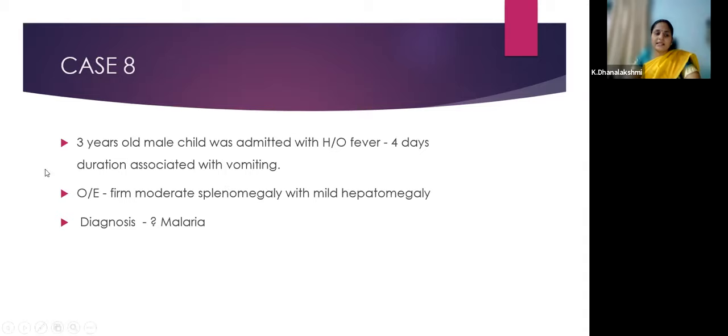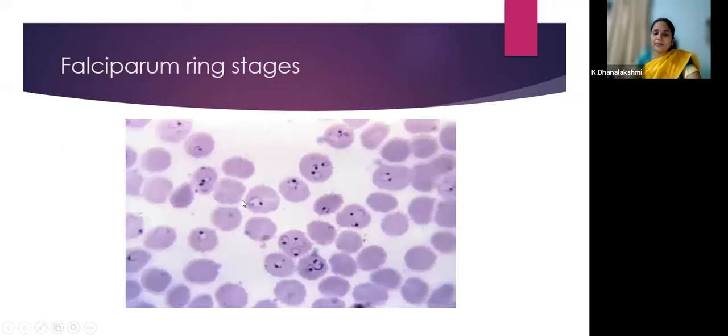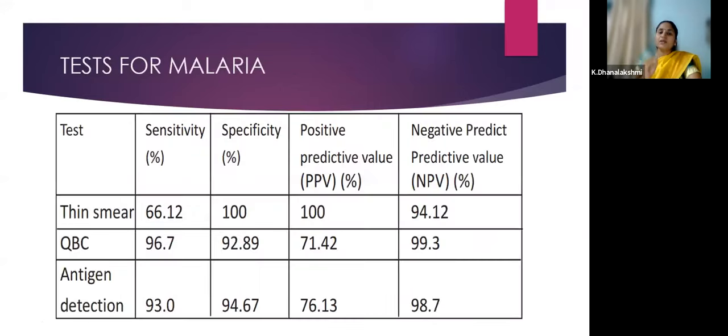So the next case scenario, a 3-year-old male child, fever of 4 days duration with vomiting. On examination, you found moderate splenomegaly with mild hepatomegaly. So a probable diagnosis of malaria. So you order a peripheral thick and thin smear which picks up the Plasmodium falciparum ring. But in some places microscopy is not available. So the one area where RDT has made a significant change is malaria.